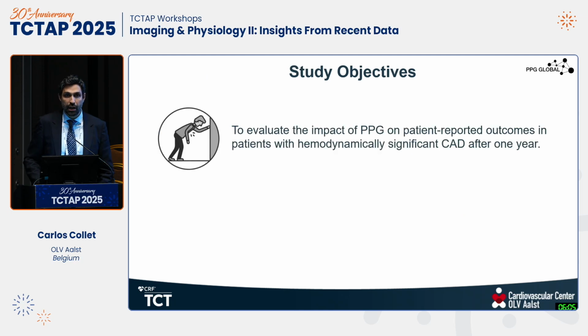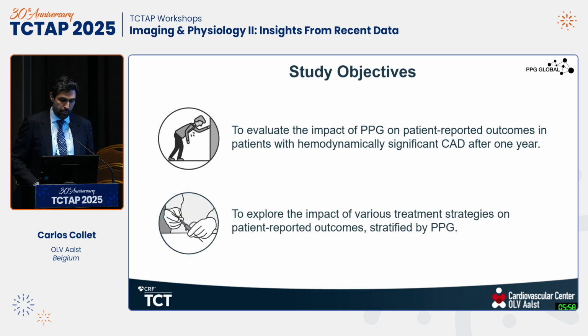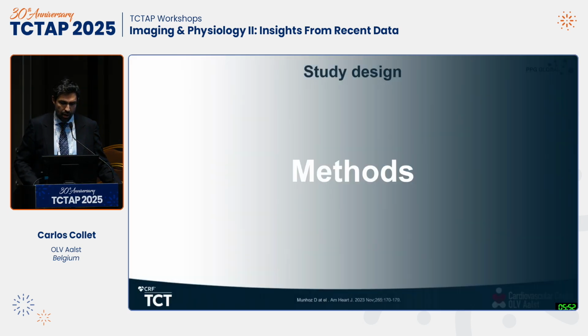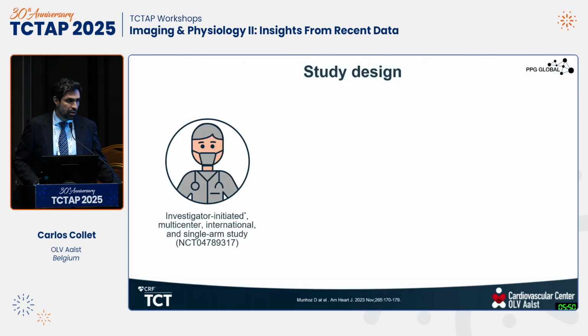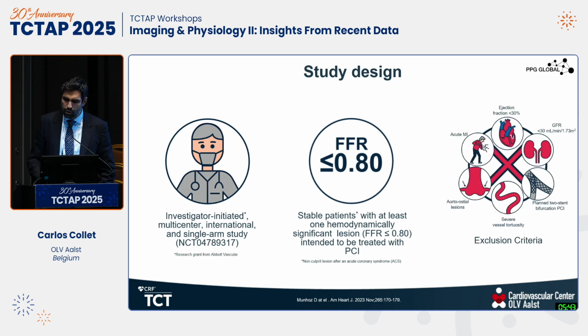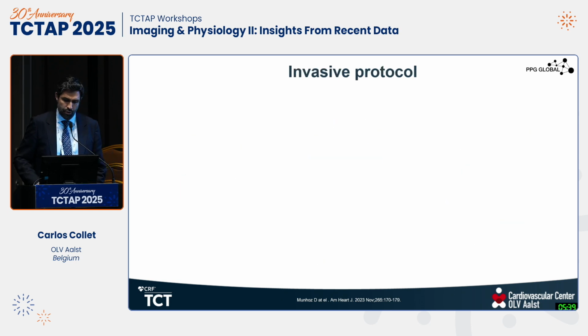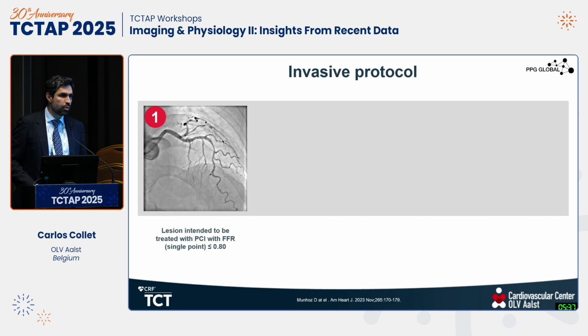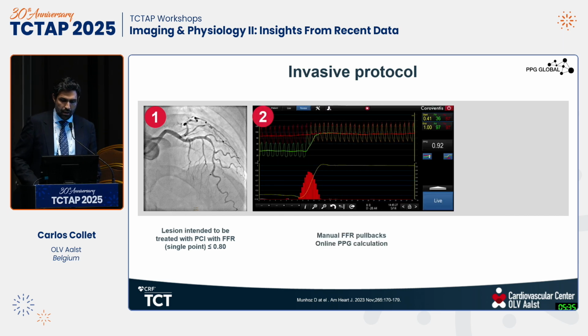Now, in this study, we tried to understand what was the impact of PPG on the symptoms as reported by the patients, and to explore what happened when we did all the treatment strategies other than PCI in patients with diffuse disease. This was an investigator-initiated trial, coordinated by us in Belgium. All the patients had a positive FFR, and we excluded patients with major comorbidities or other situations where measuring FFR many times was cumbersome.